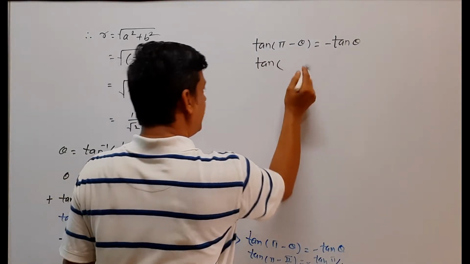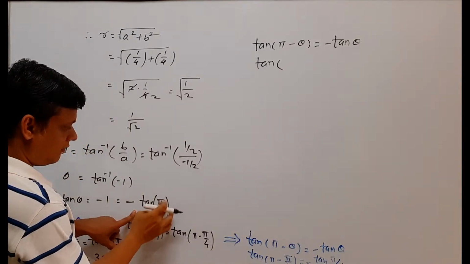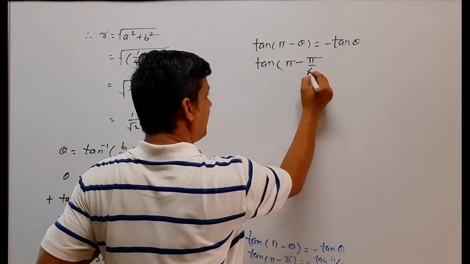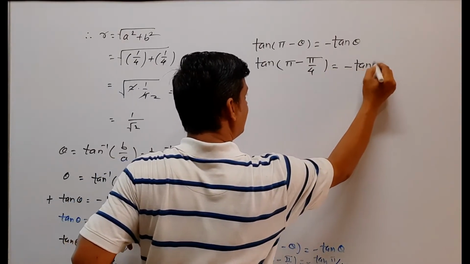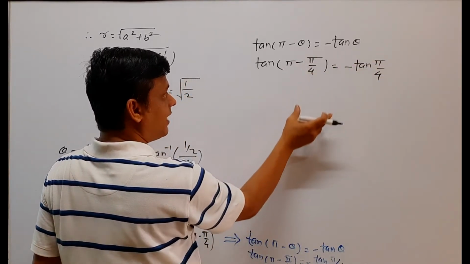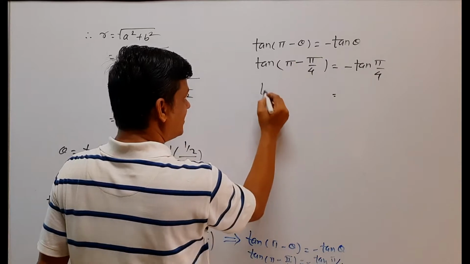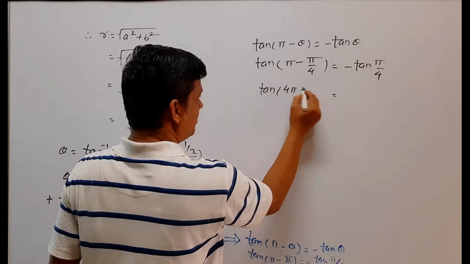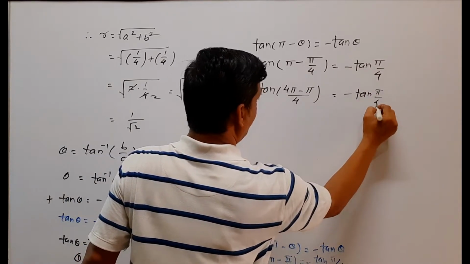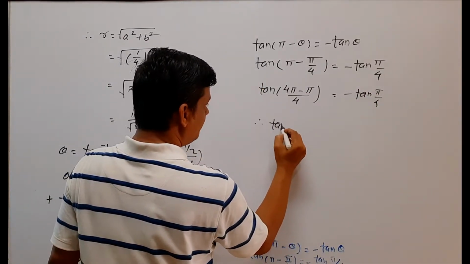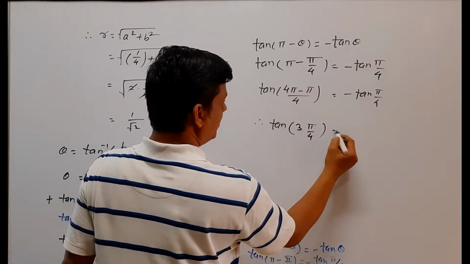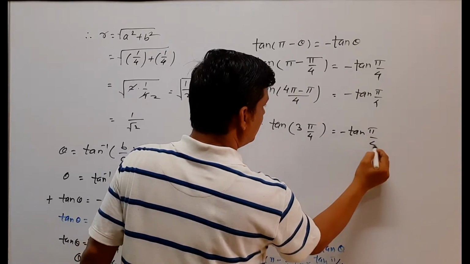Here in our example the value of theta is pi by 4, so we replace this theta by pi by 4, so we get minus tan pi by 4 as tan(pi minus pi by 4). So we write this as tan, after cross multiplication, (4 pi minus pi) upon 4, is equal to minus tan pi by 4. Therefore tan(4 pi minus pi), that is 3 pi upon 4, is equal to minus tan pi by 4.